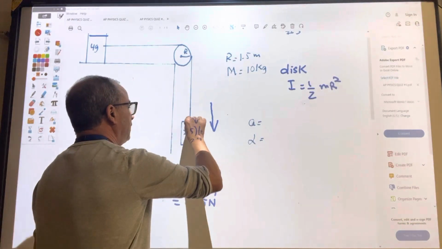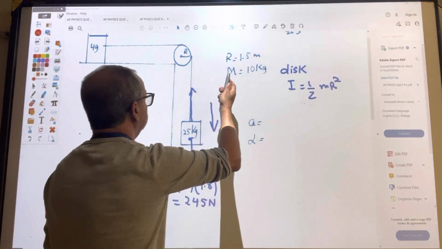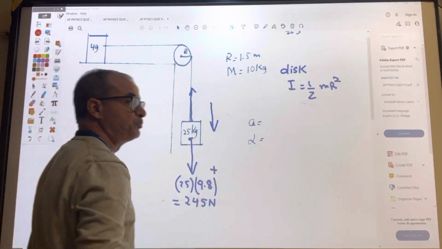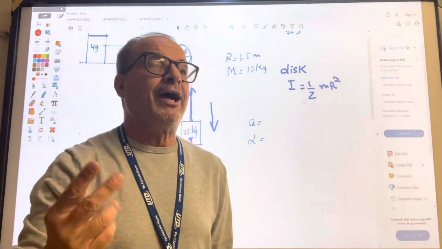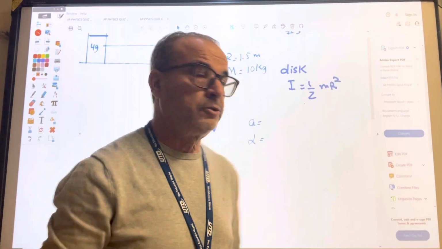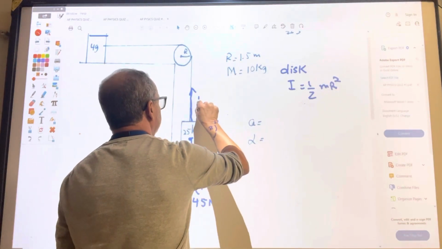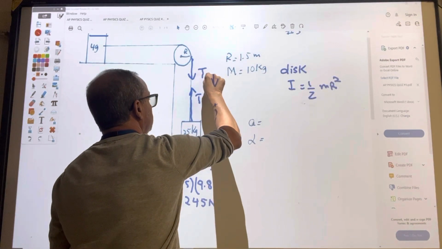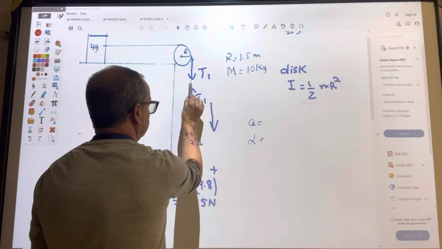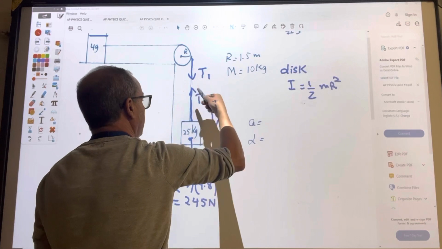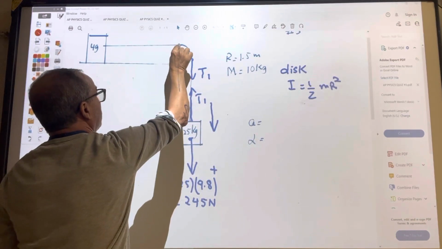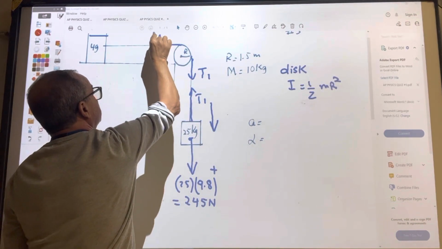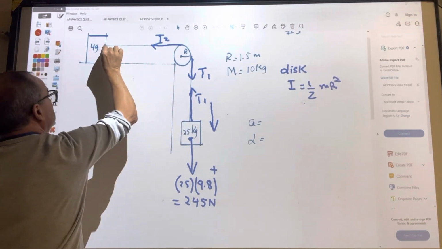Now we have tension, but now we're going to have two tensions because we have two ropes. If we have two ropes, then we have two tensions. We call them T1 and T2. So this is T1, and this is T1, same tension, the one going from the box. Then we have another one, which is T2, and then T2.